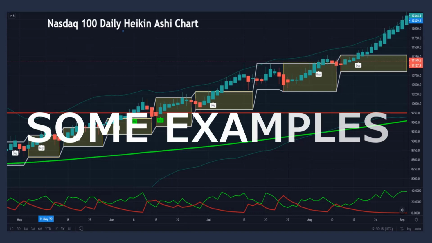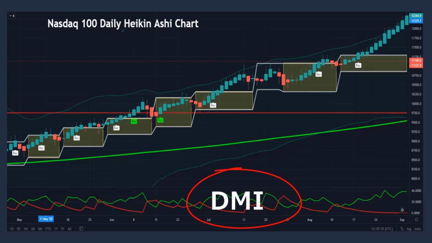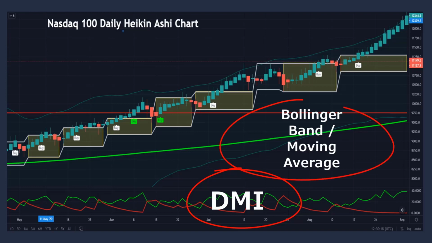So let's look at some examples now to give you an idea of what you could achieve. And this is an obvious one. It's the NASDAQ 100 daily Heikin-Ashi chart. I've just got an adapted DMI indicator on there, a Bollinger Band, a moving average, but you can see those boxes in the middle there. That's the key to this course.